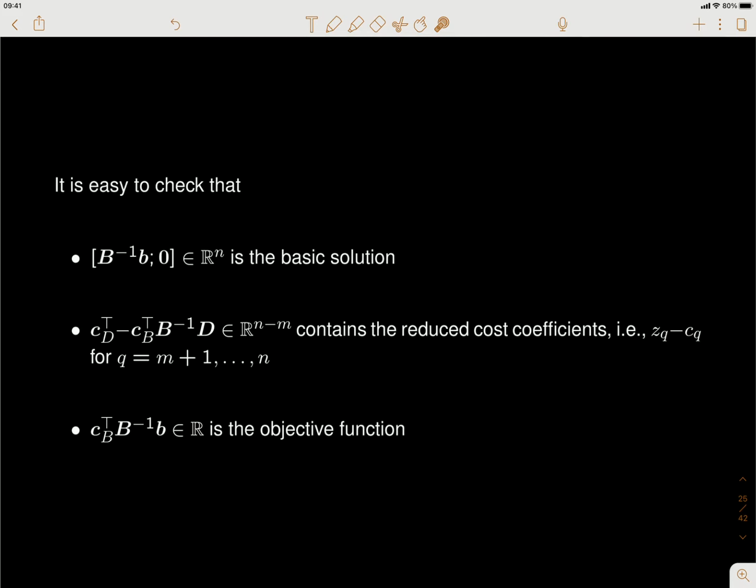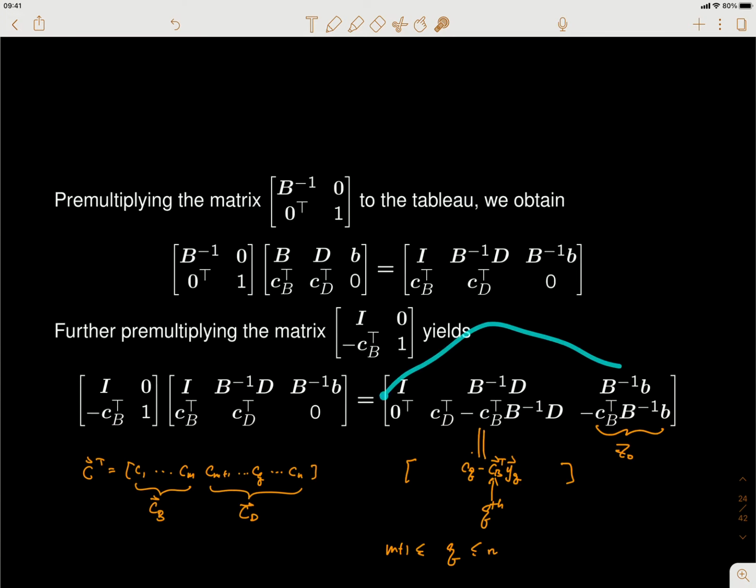So that's summarizing what I just said. This is the basic variable, as we saw in this modified tableau. These are the values we are going to check to find the most negative one, and that corresponding AQ will be the new basic column. And this is the current objective function value, without the negative.